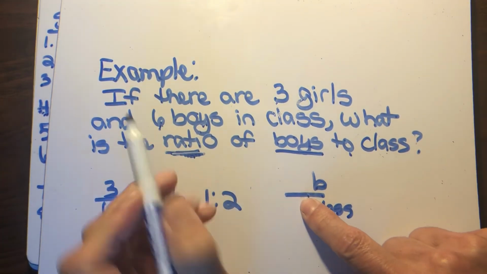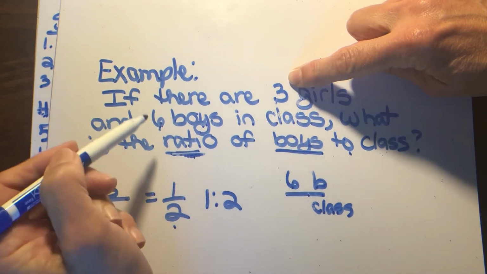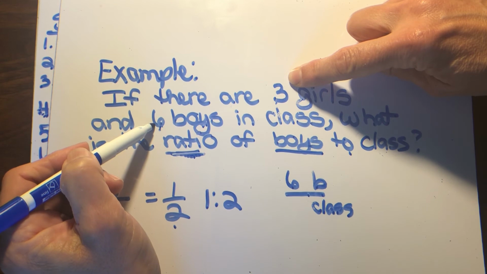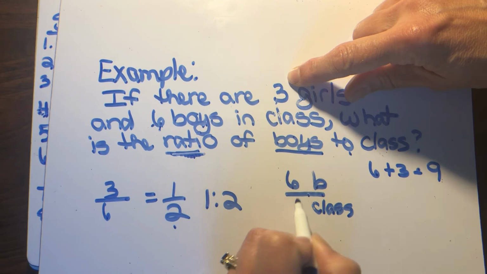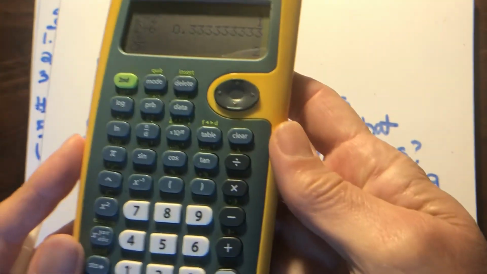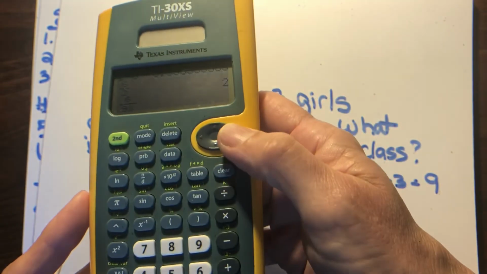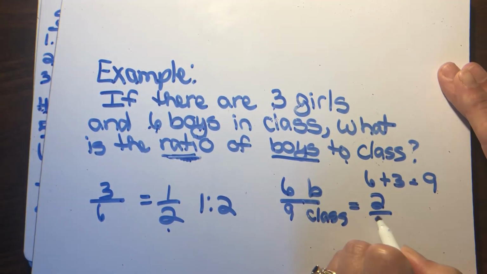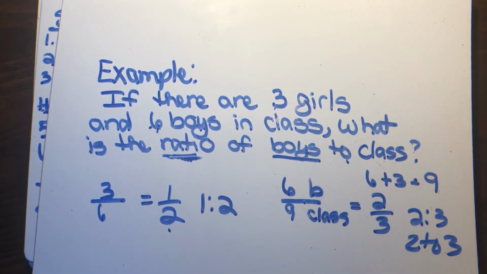So I have 6 boys, but 3 is not the number for the class. How many people would be in the class if 6 are boys and 3 are girls? Well, obviously, you would have to add your 6 and 3, and then you would reduce that, and you can still reduce it on the calculator. You put your 6 over 9, remember, just hit enter, and you get 2 to 3 is how you say that. 2 to 3. You can change the way you write it, but it's still the same thing.